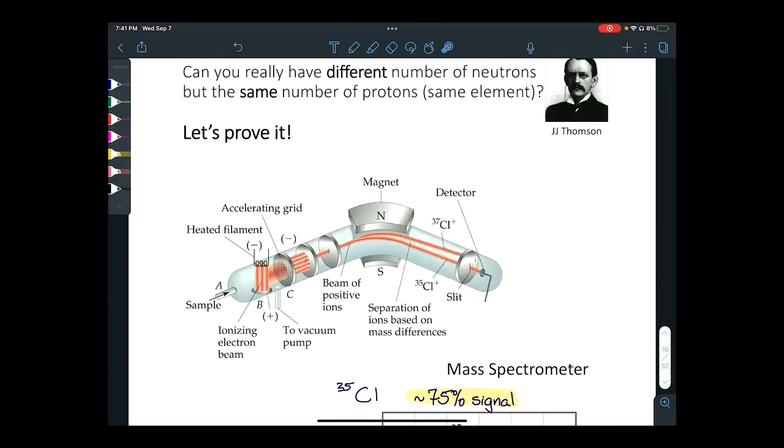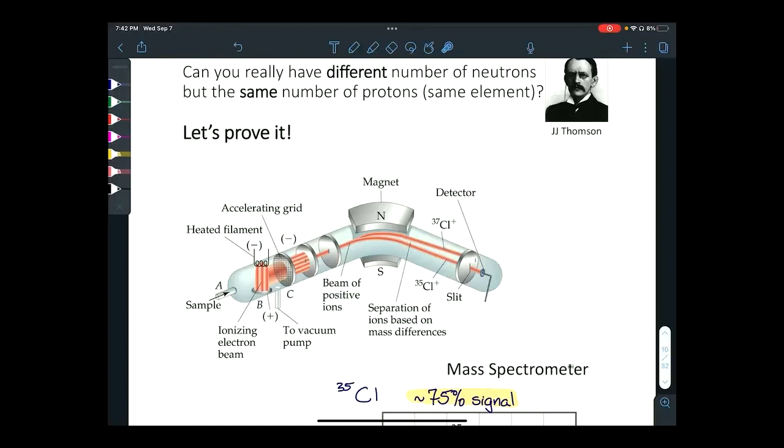But in a naturally occurring chlorine sample, there are actually 2 different isotopes of chlorine present: chlorine 35 and chlorine 37. Each of those picks up a positive charge, but when we send them through some type of magnetic field, they're deflected differently. The lighter one gets deflected more, the heavier one gets deflected less. And so we're able to isolate the signals from each of those components of the chlorine that are there.